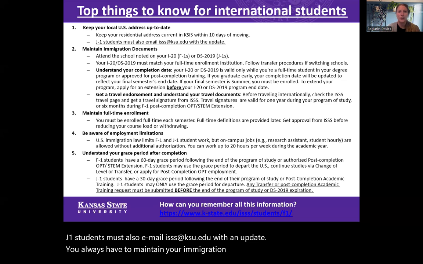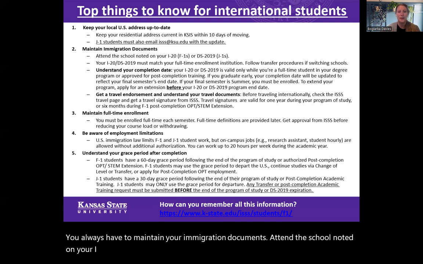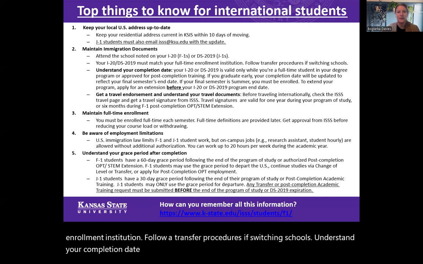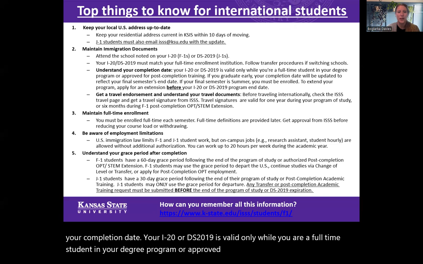Attend the school noted on your I-20 or DS 2019. Your I-20 and DS 2019 must match your full-time enrollment institution. Follow transfer procedures if switching schools. Understand your completion date. Your I-20 or DS 2019 is valid only while you are a full-time student in your degree program or approved for post-completion training.